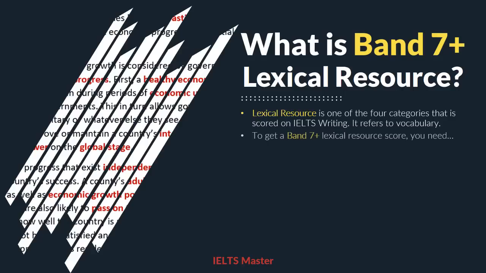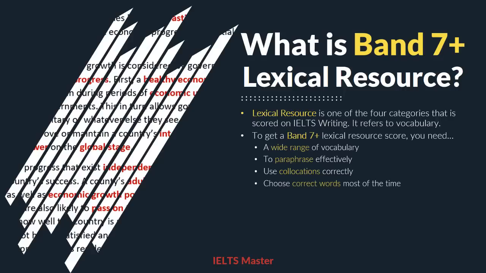All right? To get a Band 7 plus lexical resource score, you need a wide range of vocabulary, to paraphrase effectively, to use collocations correctly, to choose correct words most of the time, to use some less common words, and to only have occasional or rare errors in spelling or word formation.